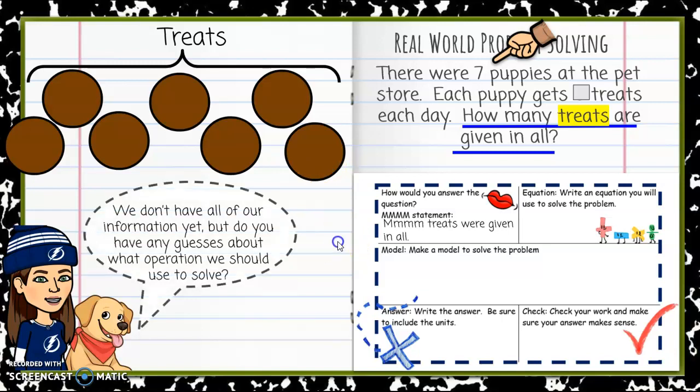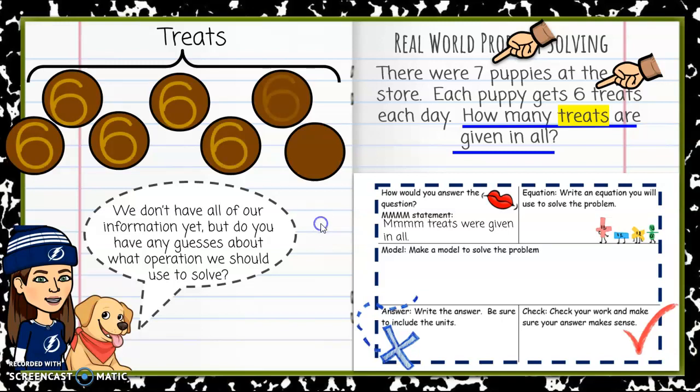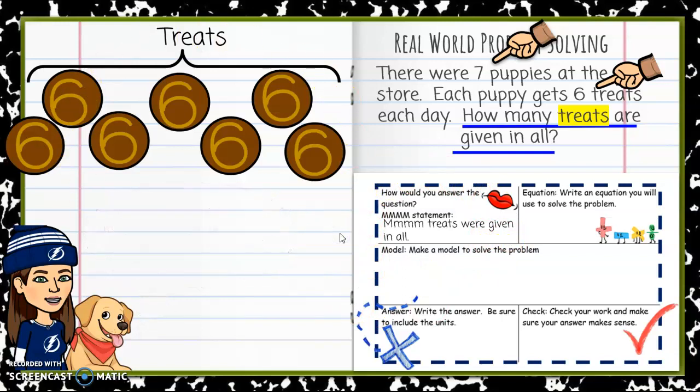Now I think it's time that we look for the number of treats. So I already know there were 7 puppies, and now I see that each of them got 6 treats. Puppy 1, puppy 2, puppy 3, puppy 4, puppy 5, puppy 6, puppy 7. So I like to revisit the statement. Okay, treats were given in all. So what can we do to figure out the total number of treats?